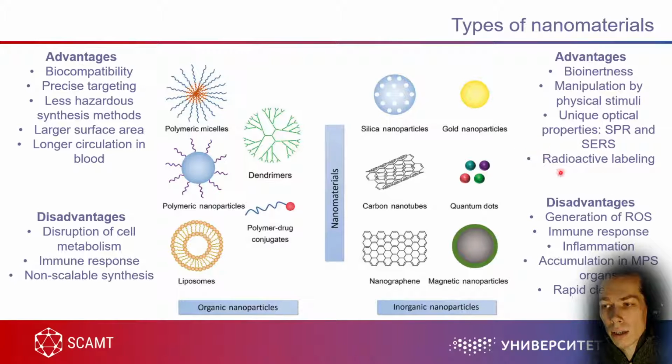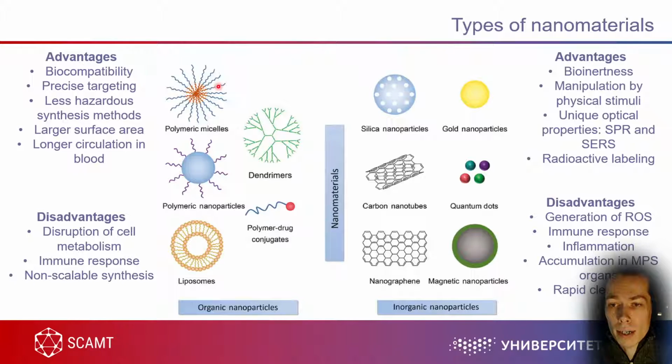Again, last but not least, the active labeling. You can also label, for example, magnetic nanoparticles with some iron ions, iron labels, and use them for visualization maybe. Of course, again, disadvantages. And the first and most important disadvantage is the generation of reactive oxygen species.